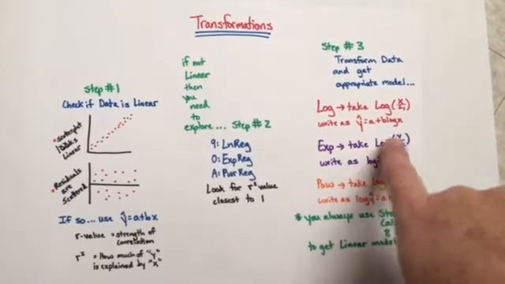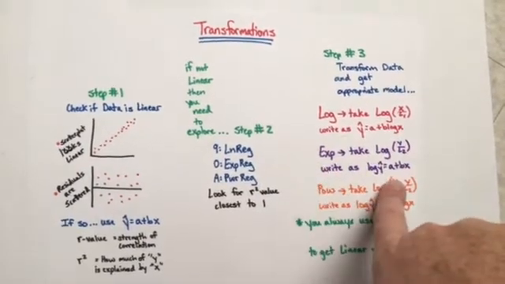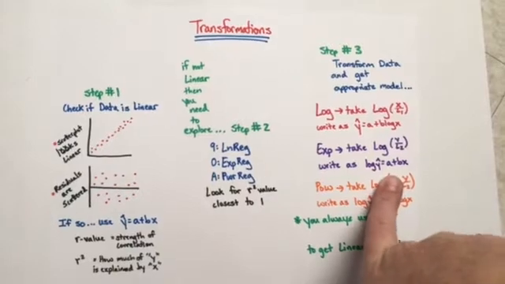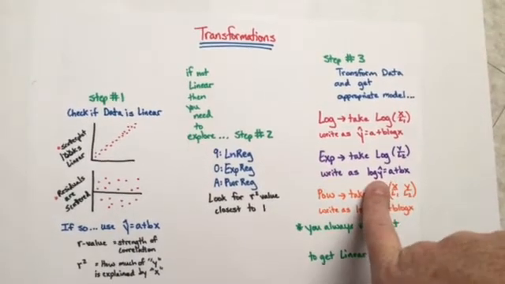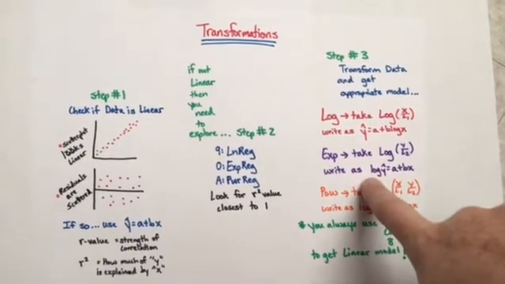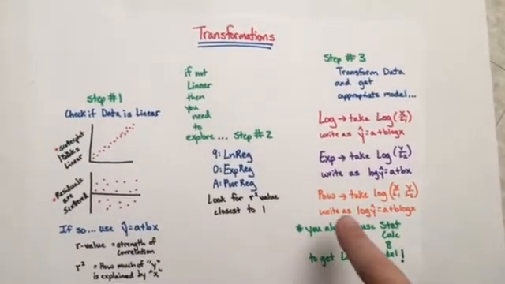Exponential means you take the log of the y. So when you write out your model after you've done stat calc 8 using your transform data, you just need to make sure you write log where you took log from your calculator.